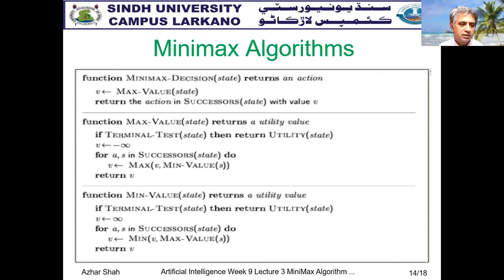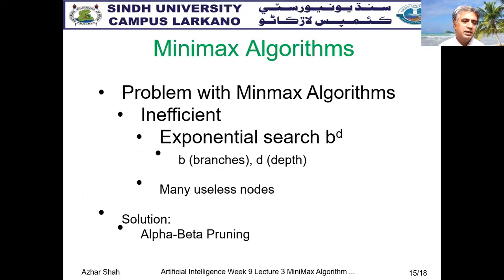And this algorithm has some problem. Which problem? That it is not so efficient. If it's not efficient, it means it is inefficient. Why is it inefficient? Because its branches may grow or expand exponentially. The search is exponential, O(b^d), where b means the branching factor and d means the depth. Depth means how many levels there are.